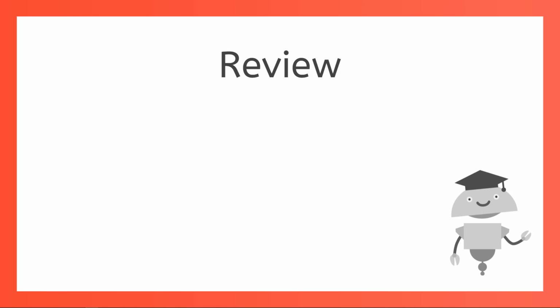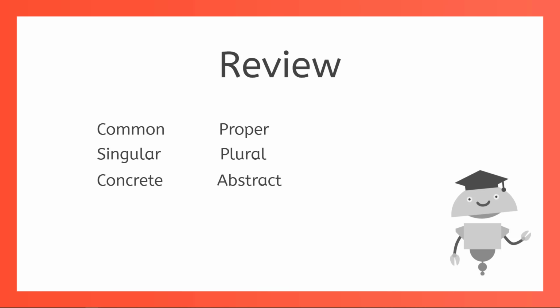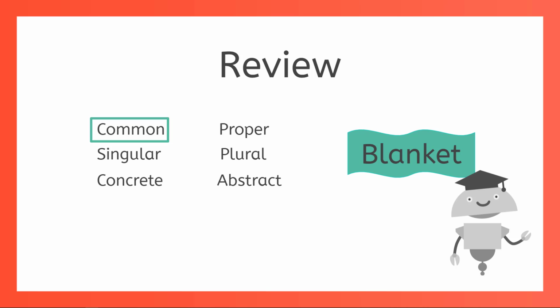In review, nouns can be common or proper, singular or plural, and concrete or abstract. Let's look at the noun blanket. What kind of noun is this word? Well, it's not a specific name, so it's common. It's also only one blanket, not many, so that makes it singular. And I can also see and touch it, so that makes it concrete. Great job.